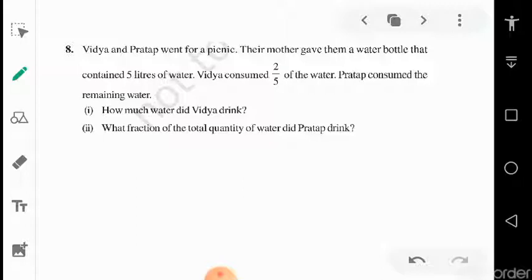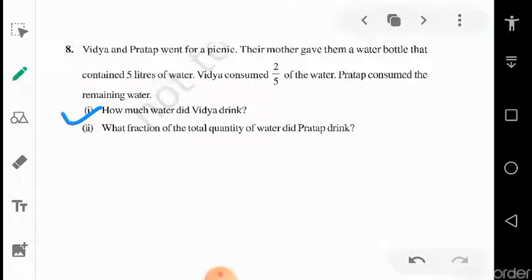The question is: Vidya and Pratap went for a picnic. Their mother gave them a water bottle that contained 5 liters of water. Vidya consumed 2/5 of the water and Pratap consumed the remaining water. So the first question, which is similar to the previous questions: How much water did Vidya drink?